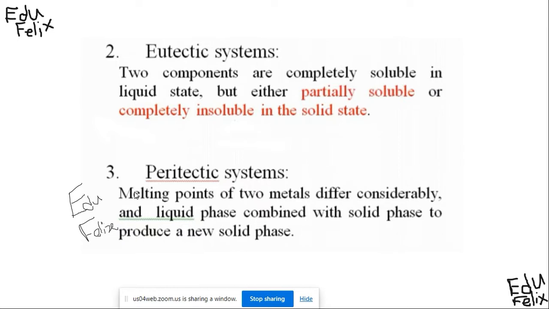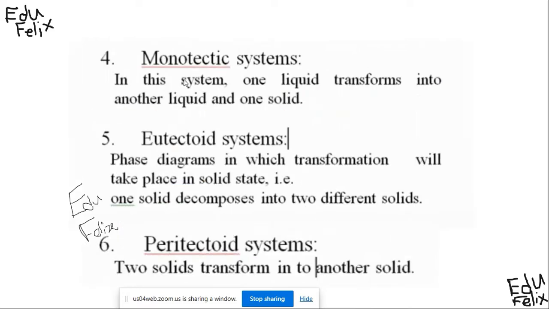So due to the effect of primary and secondary bonding, these kinds of systems may develop. Then peritectic system: the melting points of the two metals differ considerably, and the liquid phase combines with a solid phase to produce a new solid phase. Okay, we will see what it describes from the diagrams also. These are the wordings that they have defined.